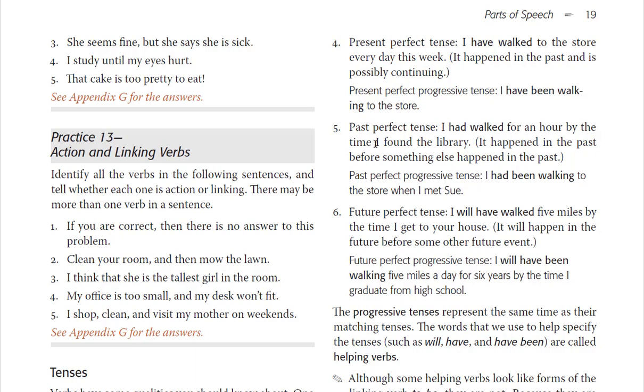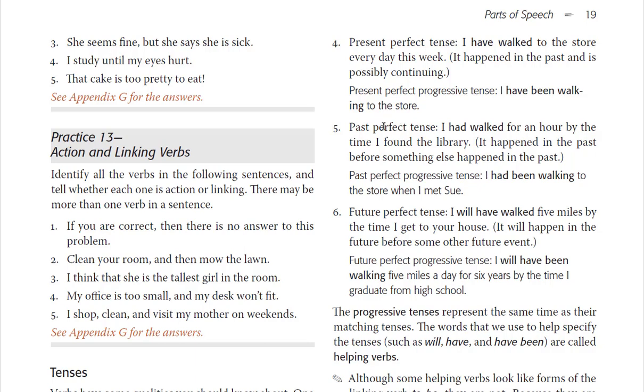And then past perfect is: I had walked for an hour by the time I found the library. And so this is something where one past action happened before another past action. Okay, so here you would say, I had brushed my teeth before I went to bed. I had taken off my clothes before I went to the shower yesterday.